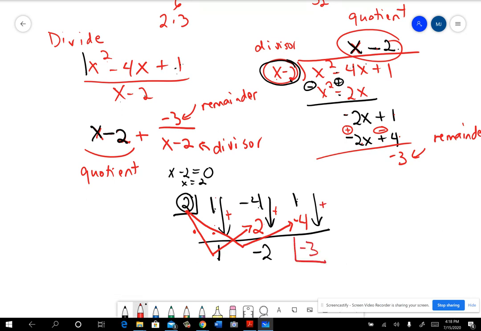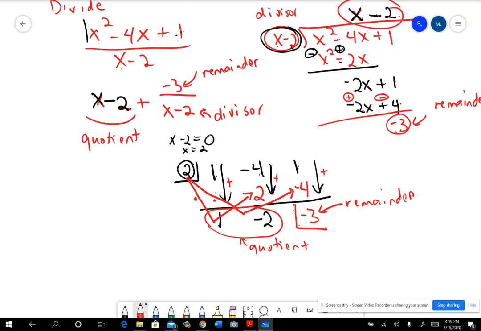This -3 at the end, this last spot, is always the remainder. This is where you find the remainder, okay? Where here was the remainder on that one. And then this right here is your quotient, which in the old way we did it was up there at the top. And then the 2 is related to what you were dividing by, okay? And so you have to kind of put the x's back in when you write your result.